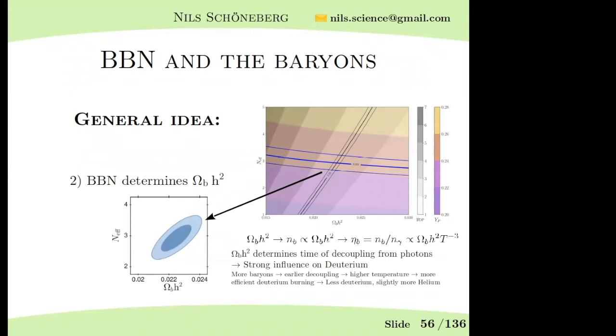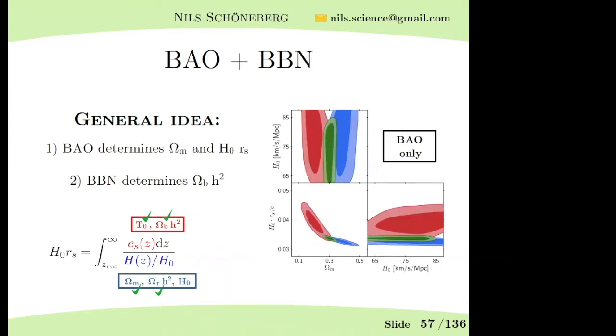But it's not the most important part. The most important part is that we get some constraint on omega b h squared, which we can then use for our BAO plus BBN. So now I show again BAO only.